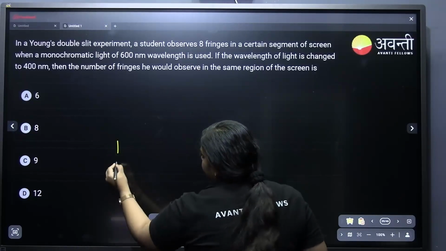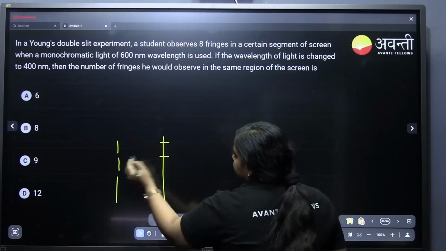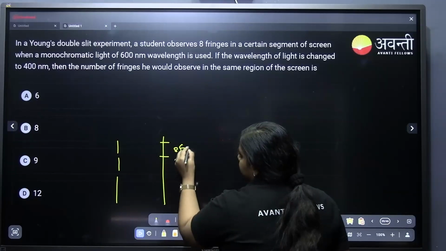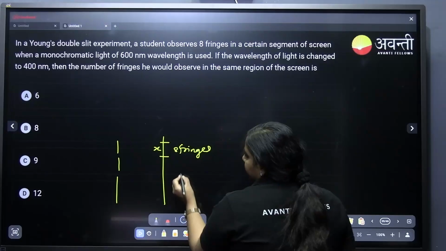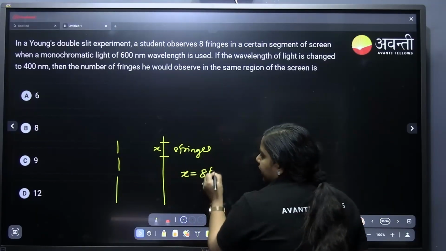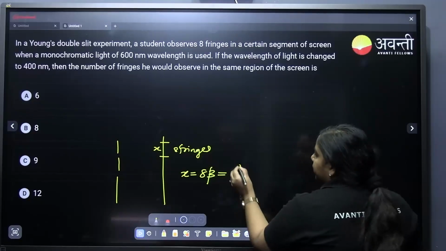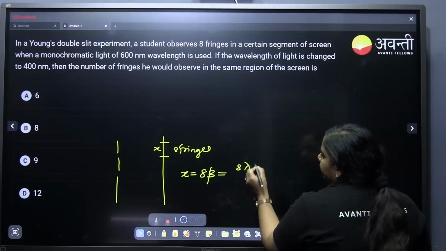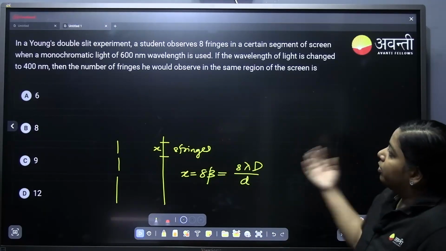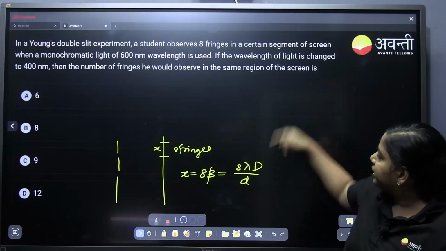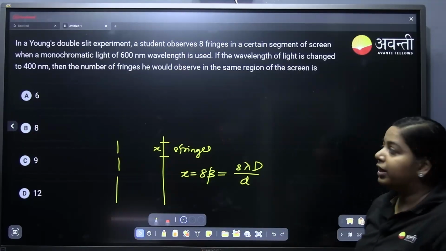So 8 fringes means length x equal to, okay, I will draw properly so that you won't get confused. In this much region, 8 fringes. This distance is equal to x. So x is equal to 8 beta, which is equal to 8 lambda D by d. Now they are saying it is changed. D and d are kept the same, but lambda is made 400.